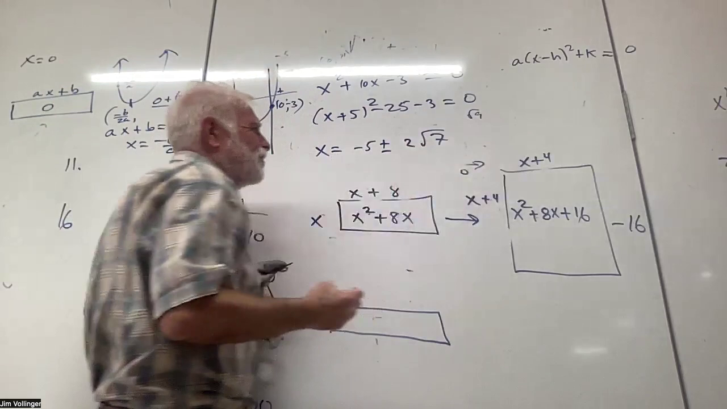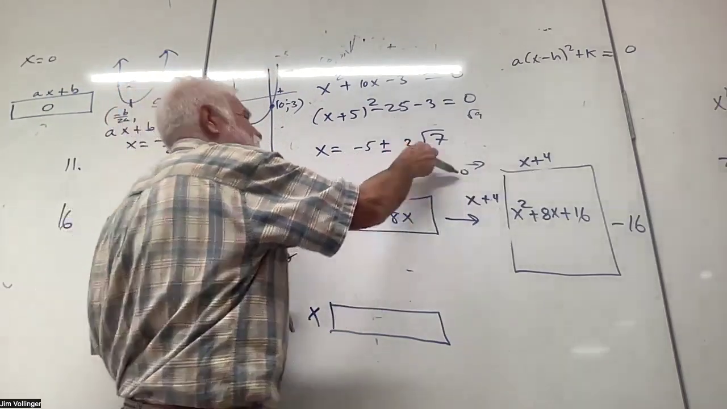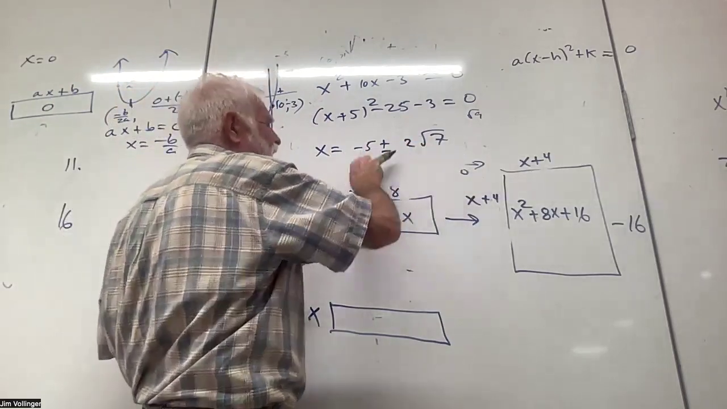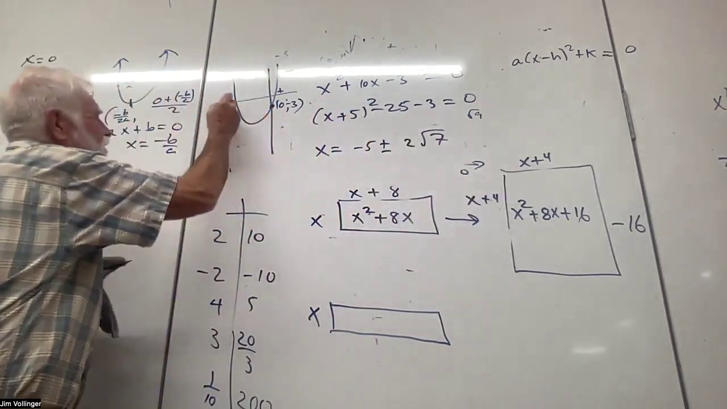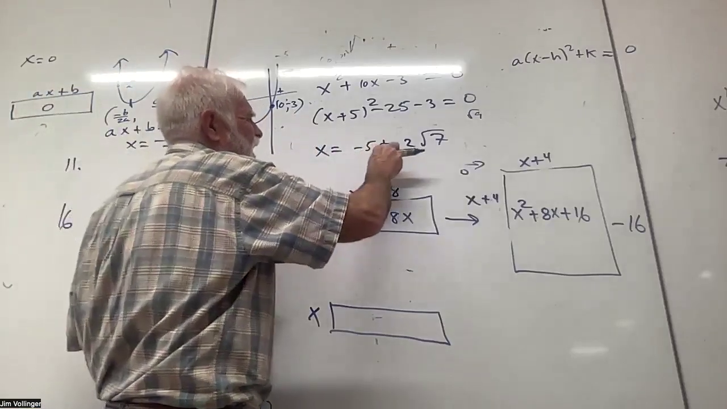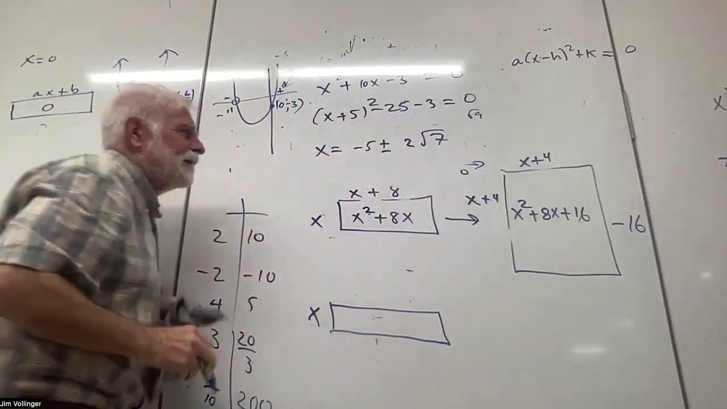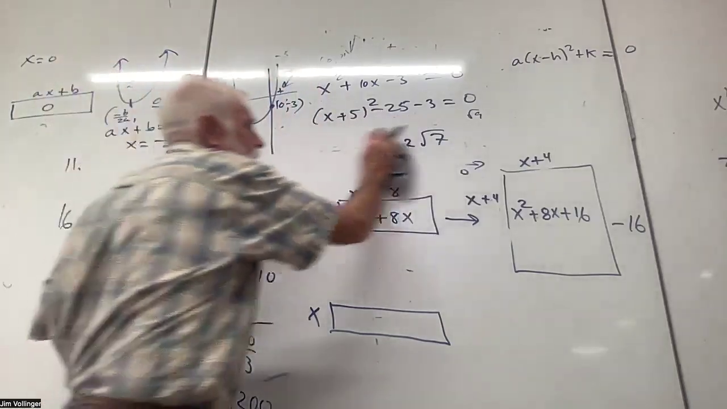All right, root 7 is less than root 9. Root 9 is 3 units. So -5 minus something near 6. So this one would be near -11 right there as an x value. And -5 plus something near 3 is a small positive. All right, just as a quick check.